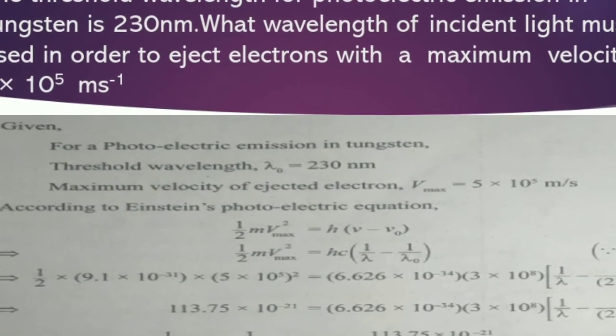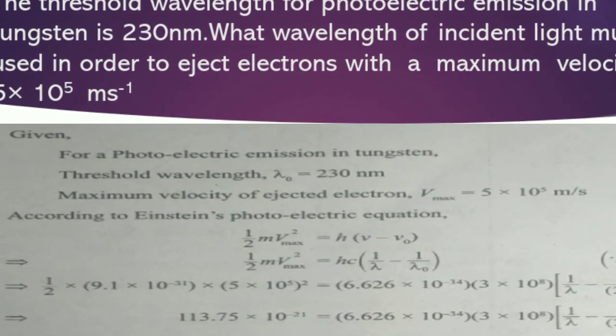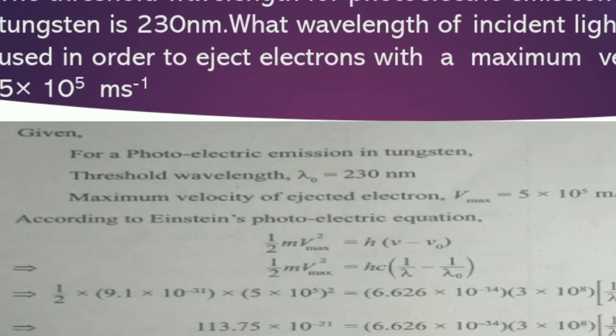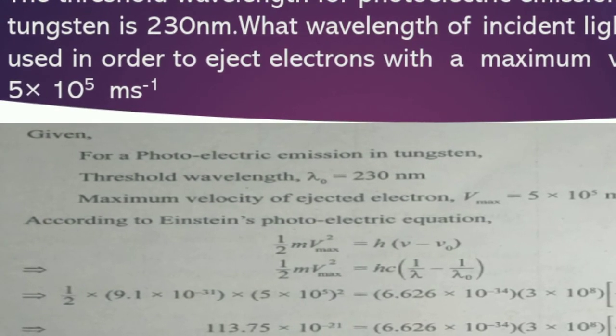Given, for a photoelectric emission in tungsten, the threshold wavelength lambda naught is equal to 230 nanometer. We are writing what is given in the question. The maximum velocity of the ejected electron, Vmax, is equal to 5 into 10 to the power of 5 meter per second.